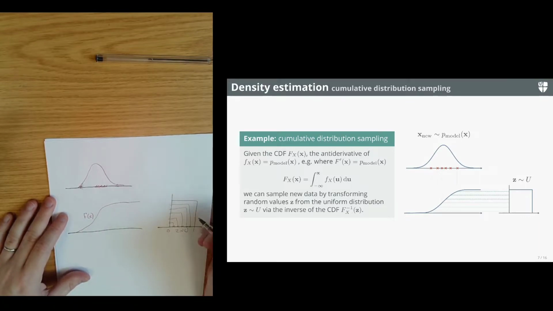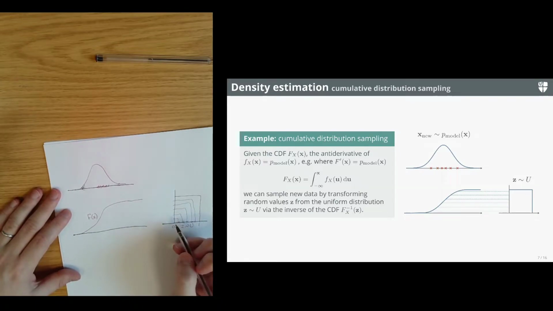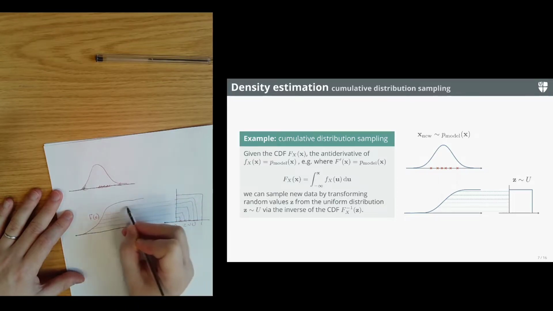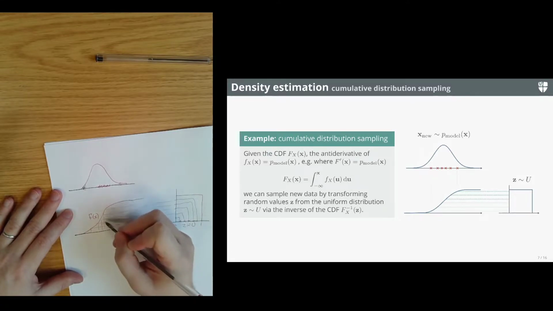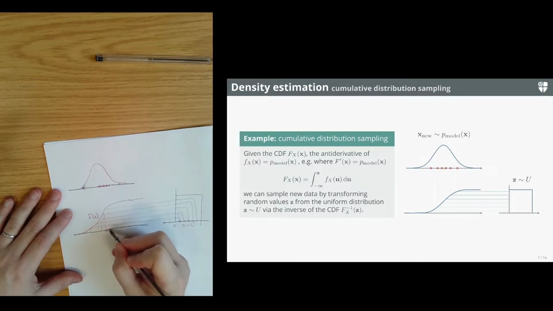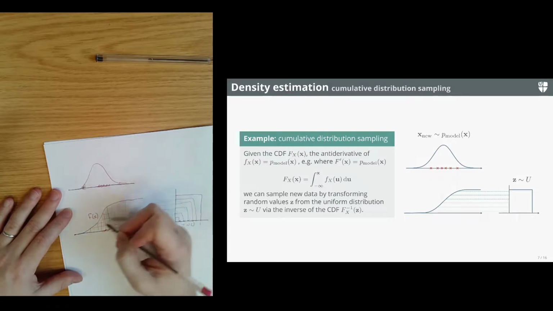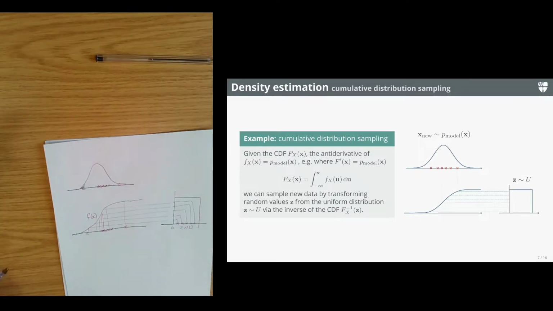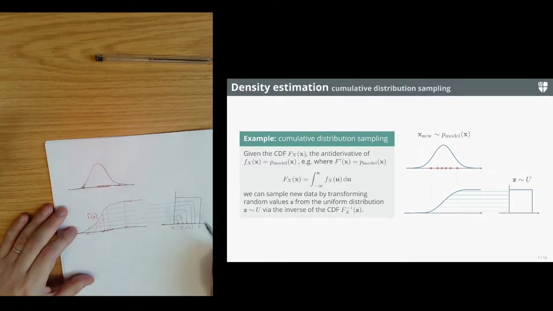We can then project our samples from this uniform distribution via the cumulative distribution function. If we project them via this and then plot where these samples end up, it's going to follow the underlying probability density function. So it will be very unlikely to get samples over here, and very unlikely to get samples over here. So that's how, if you can compute this, you can sample from the underlying probability density function.